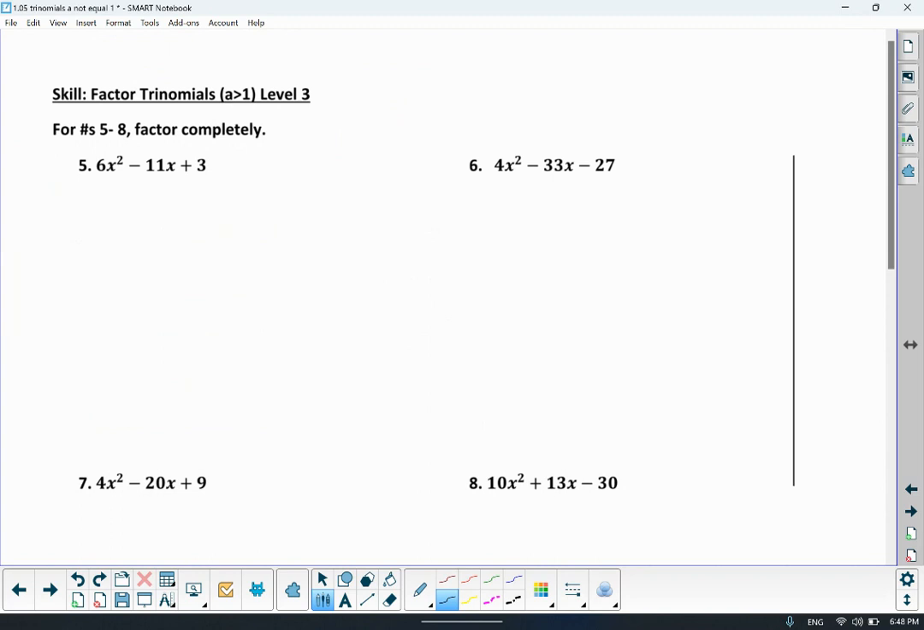Okay, number 6. I want to do this problem both ways. So we're going to first try trial and error. That first term is 4x squared, which you can get by going 4x and x, or 2x and 2x. And I don't remember the answer to this problem, so I'm going to start with 2x and 2x.